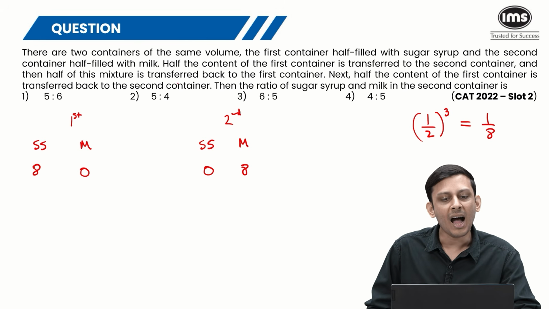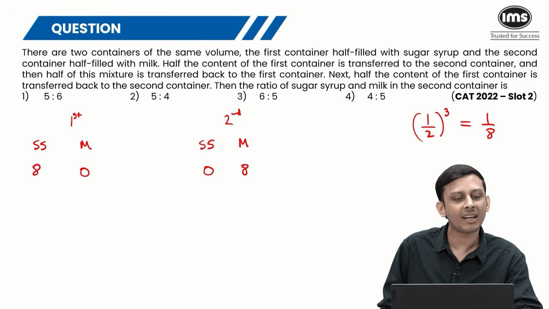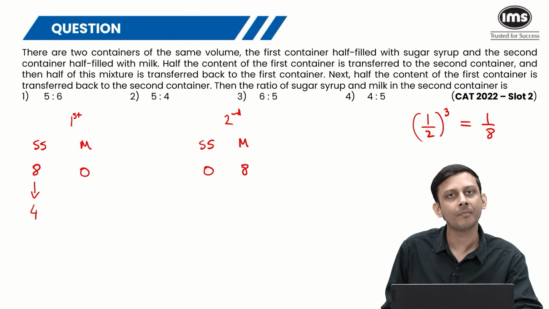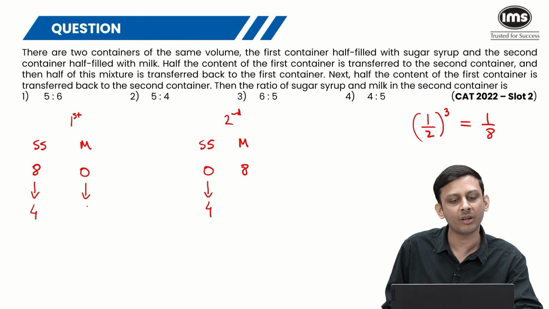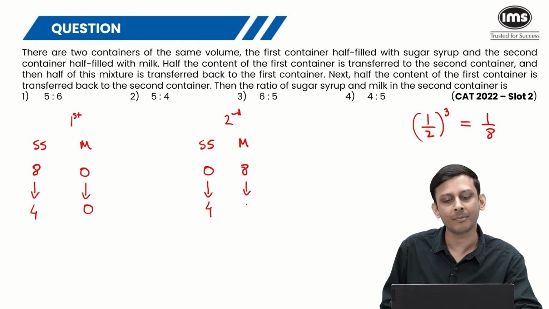Now, half of the content of the first container is transferred to the second container. And of course, the convenient part is that half of 8 is an integer value. So 4 will be transferred, 4 will be remaining. The 4 that is being transferred, so we'll get 0 plus 4, which will be 4. No change in milk because milk was 0 here. So milk will remain 8 here.